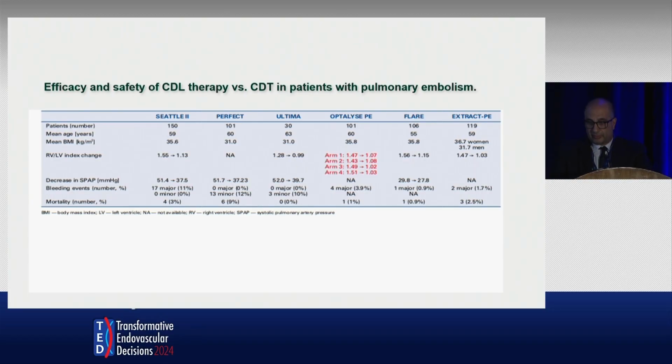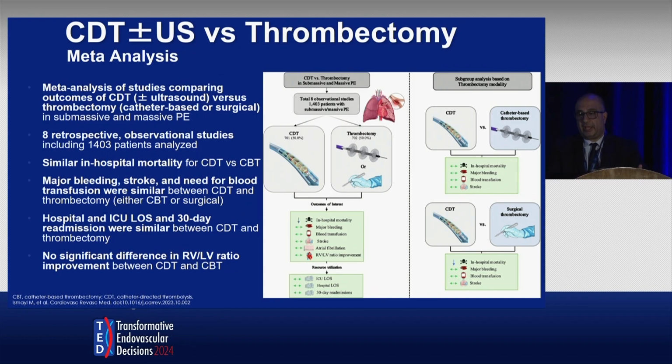Mortality also is equivalent. If you take a meta-analysis comparing catheter-directed thrombolysis versus thrombectomy, including surgical thrombectomy, overall, there is a decrease in hospital mortality, mostly related to the surgical embolectomy. The major bleeding, stroke, and need for blood transfusion were similar between CDT and thrombectomy. Hospital ICU length of stay and 30-day readmission were similar between CDT and thrombectomy.